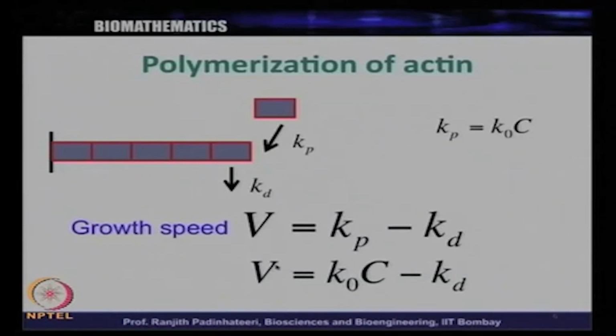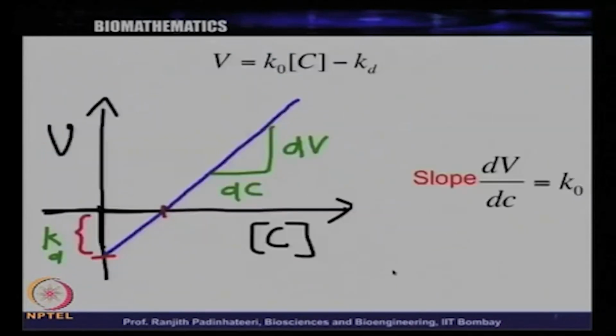What do you expect? So, this is like y is equal to mx plus c. If you plot V along the y axis and C along the x axis, what you get is a line like this. So, this is V is equal to K0 C minus Kd, where C is the concentration of free monomers and V is the speed. You essentially expect a straight line, and the slope of the straight line is K0, which is the intrinsic rate of polymerization, and the y intercept will be like Kd. This is something we already mentioned.